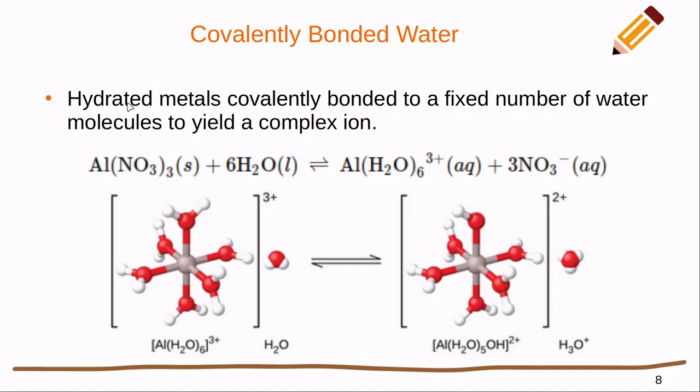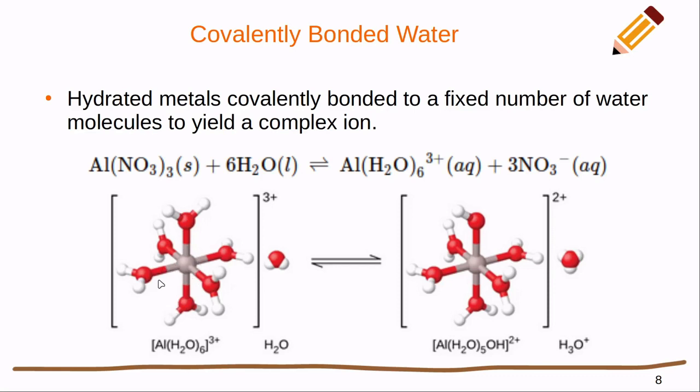So we have talked a lot about the ions of the metals being stabilized by water molecules, but sometimes what winds up happening is they actually form a true covalent bond with the metal to form a complex ion. This is the example with aluminum. If I take aluminum nitrate and I add water to it, I'm actually going to form this aluminum complex here, where I have water molecules covalently bonded to the aluminum.